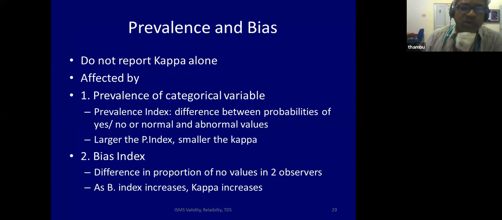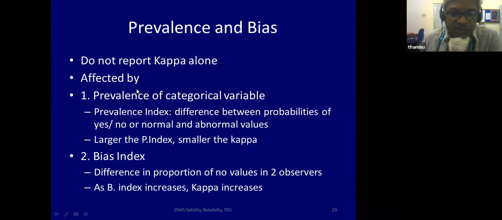So I've also told you about prevalence now. Prevalence of a categorical variable, there is something called a prevalence index which one must calculate. This is the difference between probabilities of yes or no, or normal and abnormal. So we'll come to that in a little while. The larger the prevalence index, the smaller the kappa.